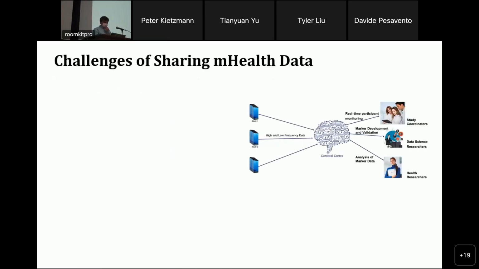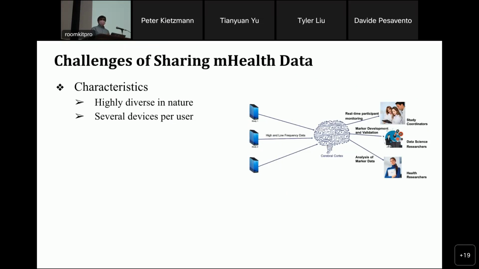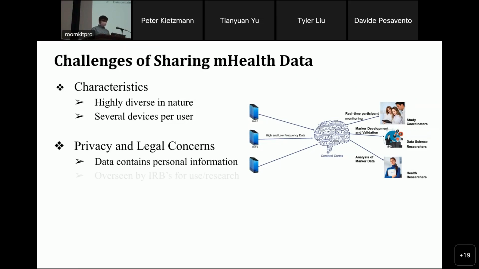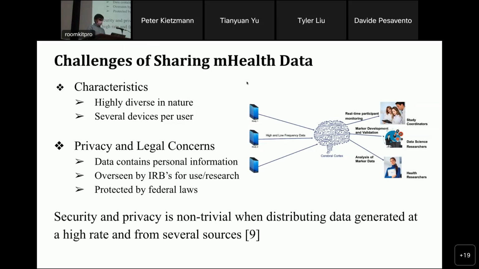But there are significant challenges in sharing mHealth data and achieving those wonders that I showed in the previous slide. The data is highly diverse in nature. Several devices and sensors are used to collect the data, and many sensors are embedded in the same device. Apart from that, there are privacy and legal concerns. The data contains personal information. Usually it is overseen by IRBs for research and use, and it is also protected by federal laws. So taking these characteristics and the privacy and legal concerns into consideration, sharing the data securely while maintaining privacy becomes non-trivial.